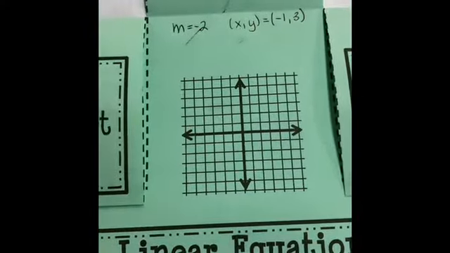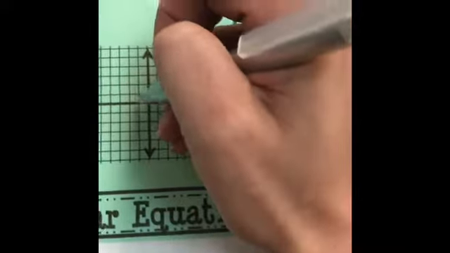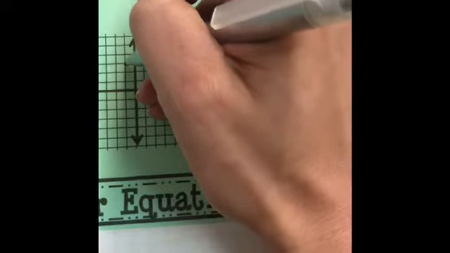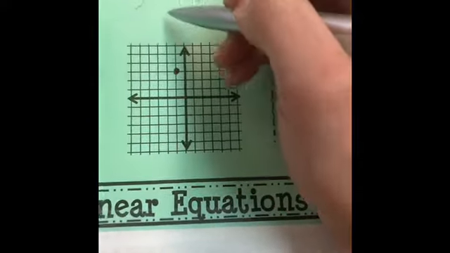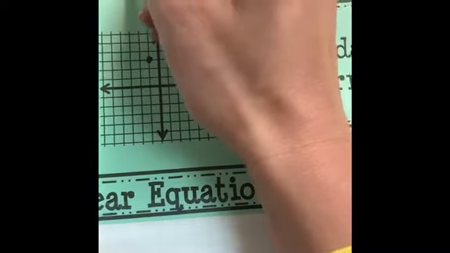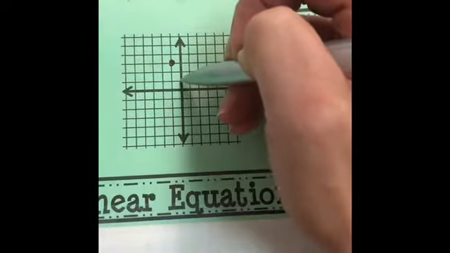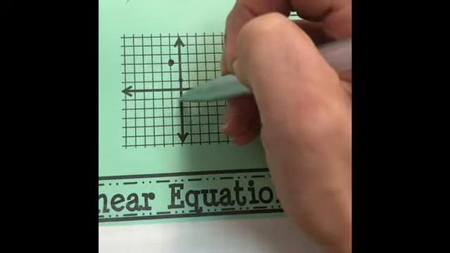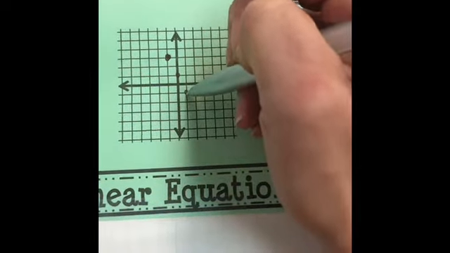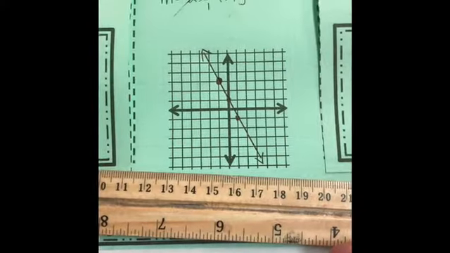To graph this, we are going to first plot our point that we got from the equation at -1, +3, and then use our slope of -2 to find more points. -2 is the same as -2 over 1, meaning we go down 2 and to the right 1, down 2 and to the right 1. Then I'm going to use a straight edge to connect the dots. Your graph should look like mine.